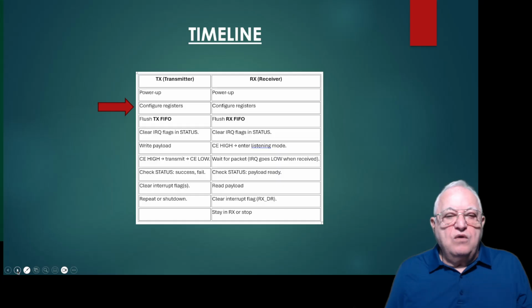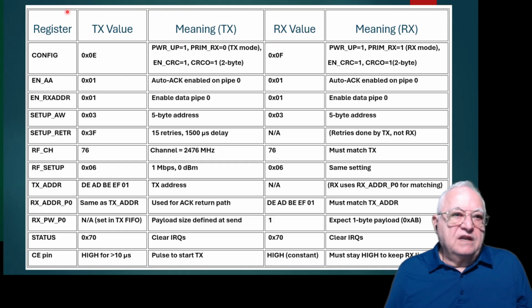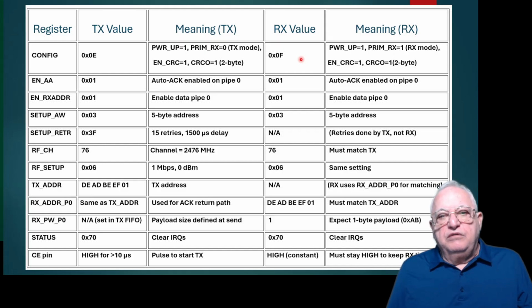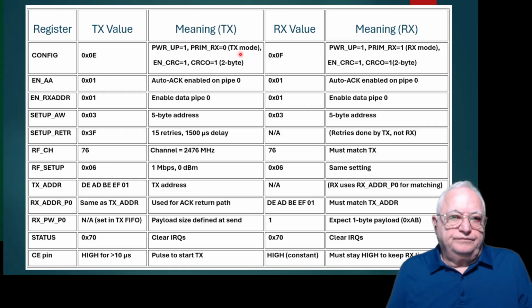So let's look at how we're going to configure the system. This is the transmit, this is the meaning, this is the receive, and this is the meaning of what we're doing. For the config, usually the value that we expect for the configuration is 0E for the transmitter and 0F for the receiver. That's important because when we start programming, we have to know what value to expect to see what's going on.